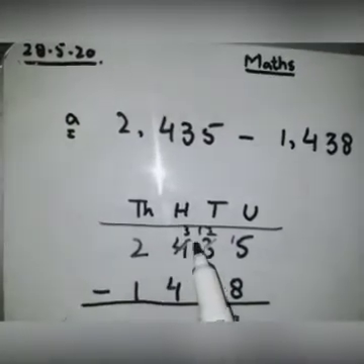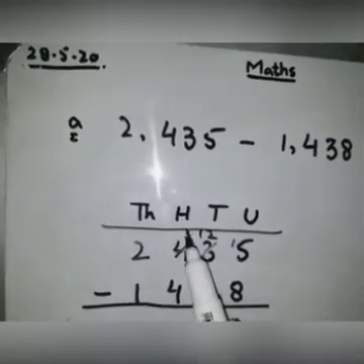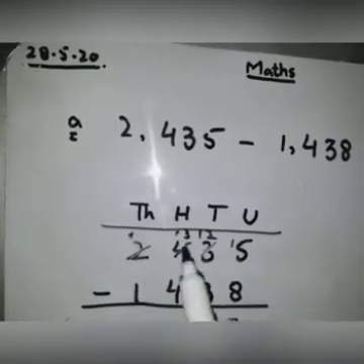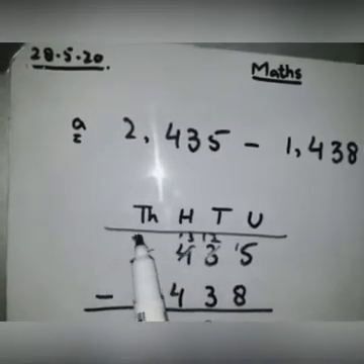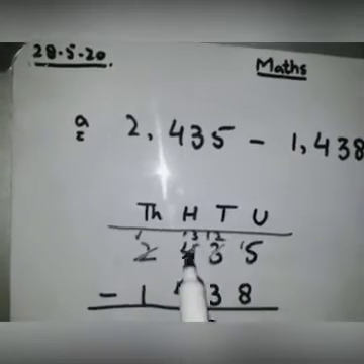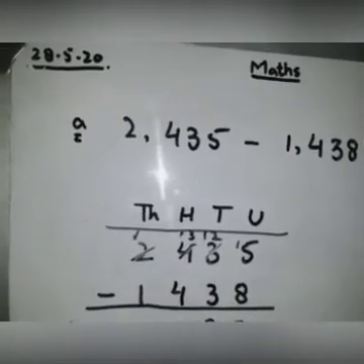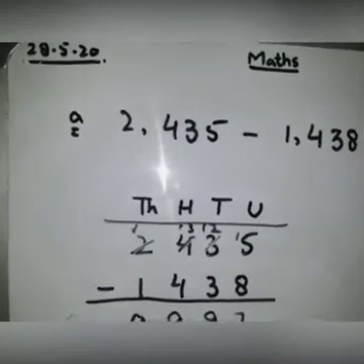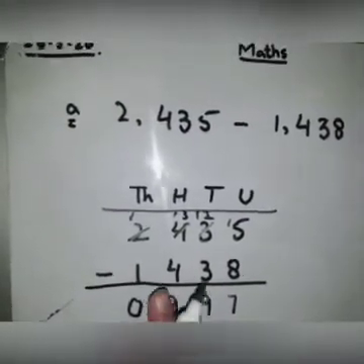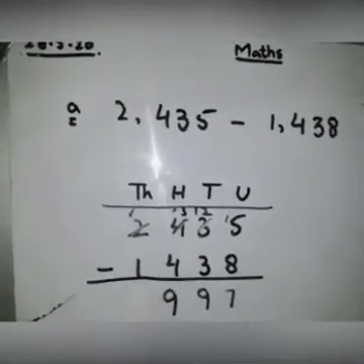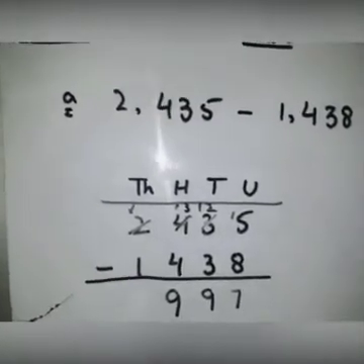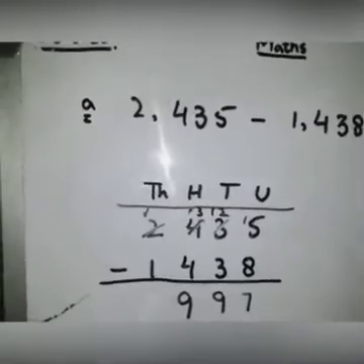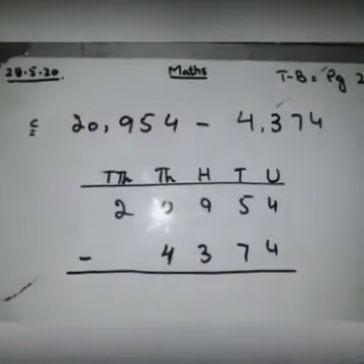You can't subtract 4 from this 3, so again we will get a carry from here. It will become 13 and 1 is remaining here. 13 minus 4, the answer is 9. 1 subtract 1, answer is 0. So there is no value of 0. If you want to remove it, it's okay. If you want to write it, it's also okay. The answer is 997.